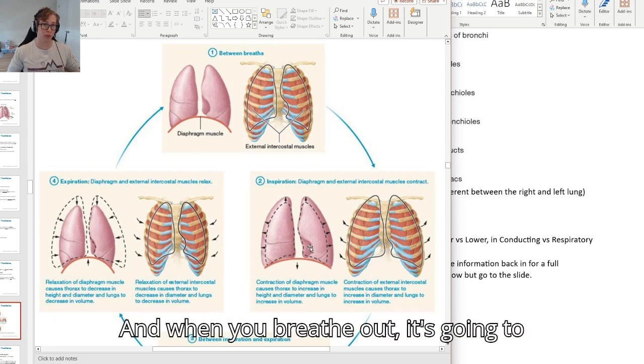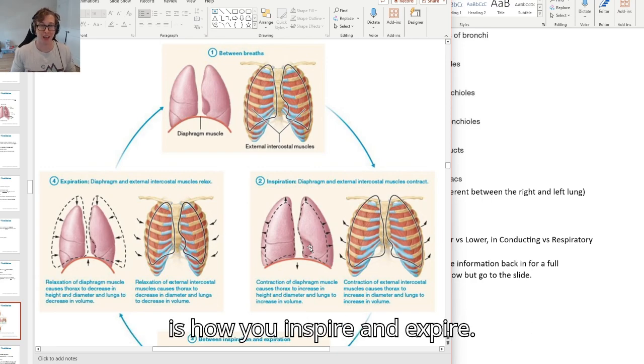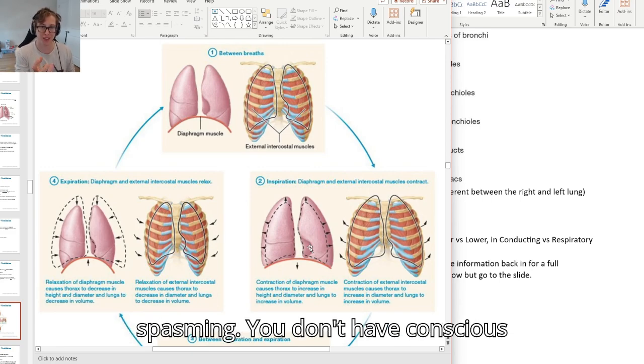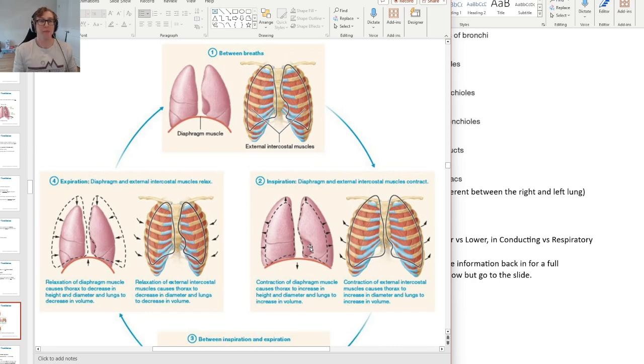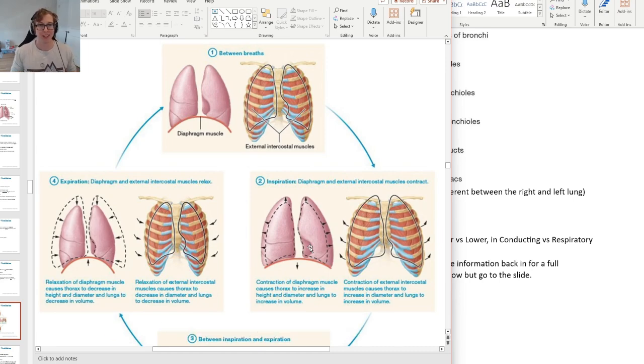And when you breathe out, it's going to relax and essentially squeeze the lungs. You create a pressure gradient, and that is how you inspire and expire. Hiccups happen because that muscle is spasming. You don't have conscious control of it, and it is just going to contract at random, squeezing even though you don't want it to squeeze.